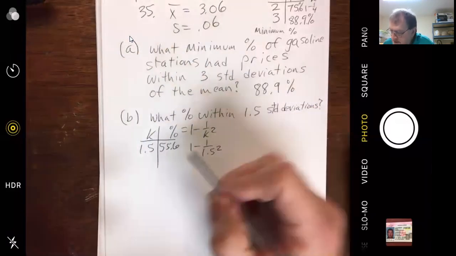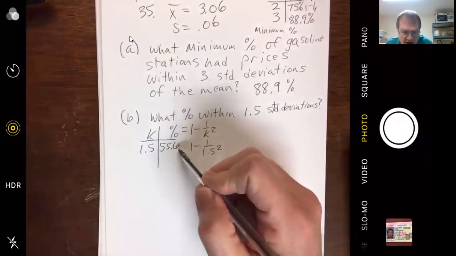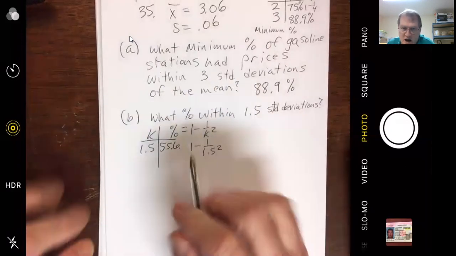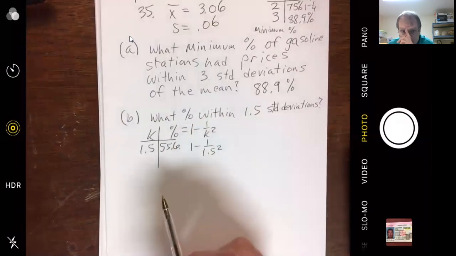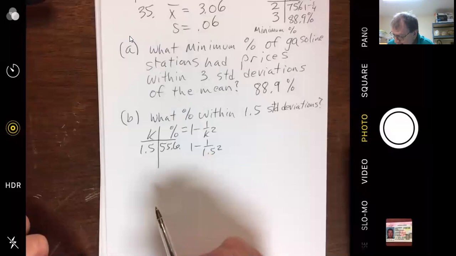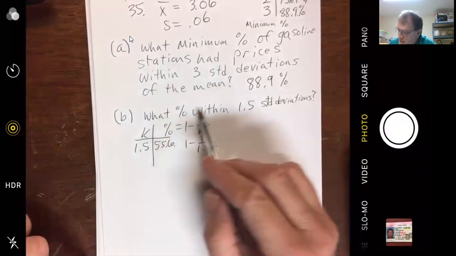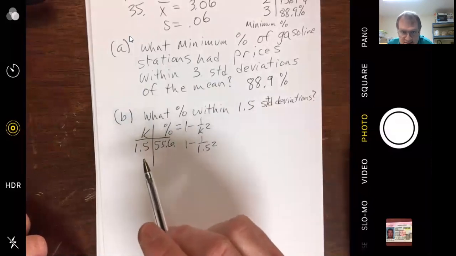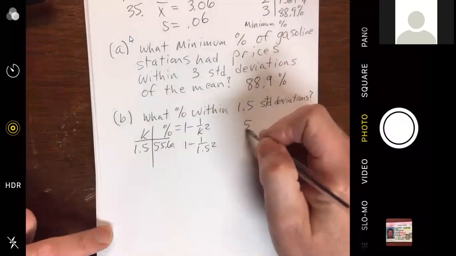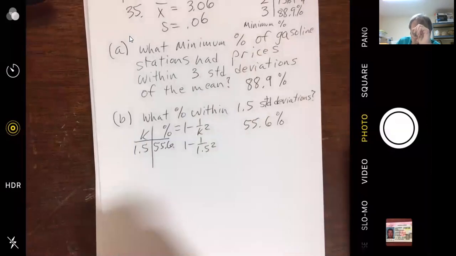I'm not going to do a true or false on something that fine a detail, where I use 55.6 and so I'm true, but you use 55.5 and so I call it false. I'll make it much more obvious than that. I won't get that ticky on the true or false. So, okay, can you now answer our question here? What percent within 1.5 standard deviations? 55.6%.